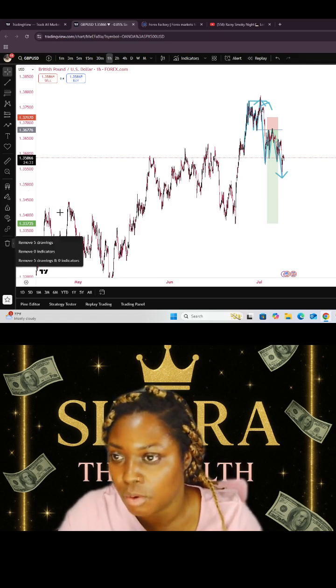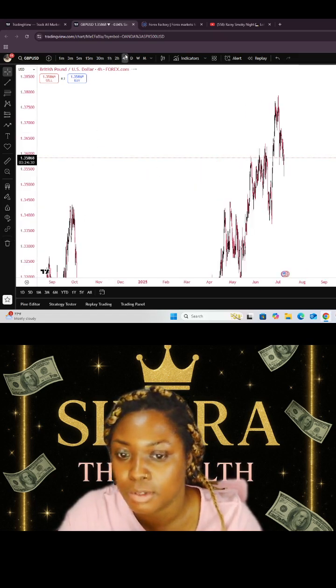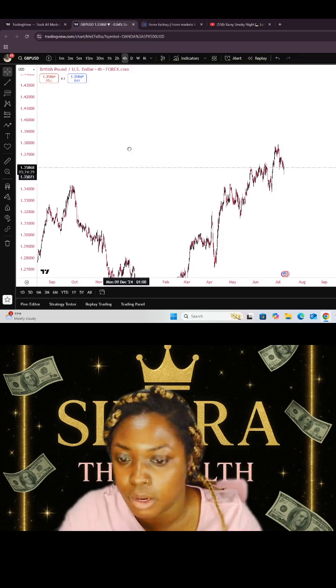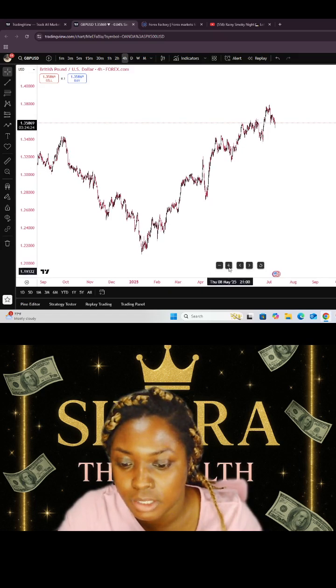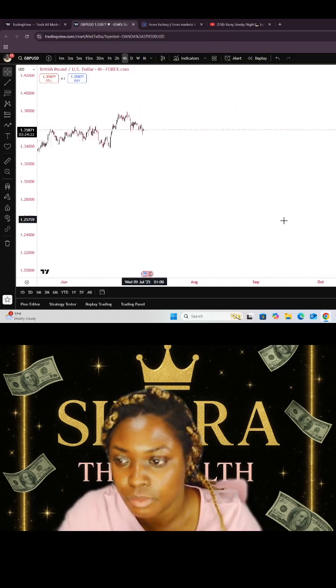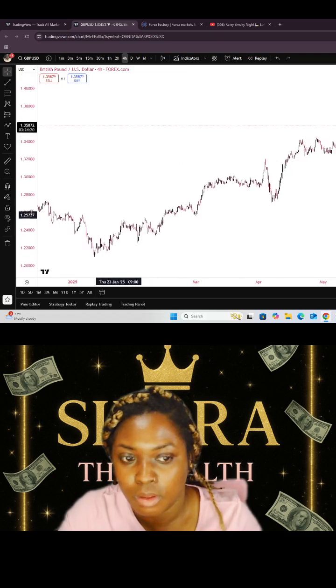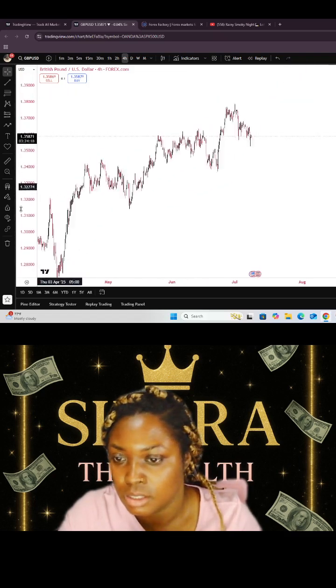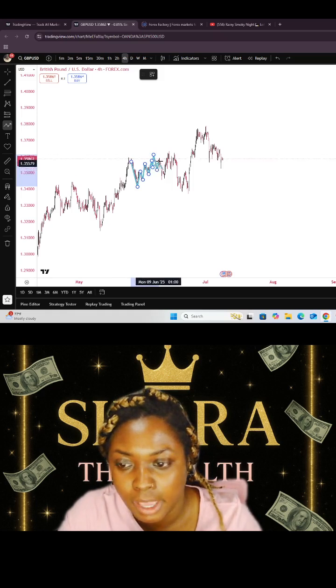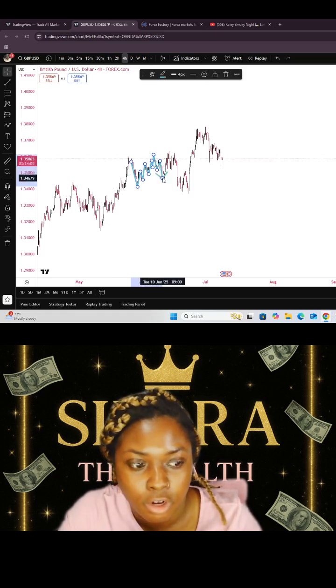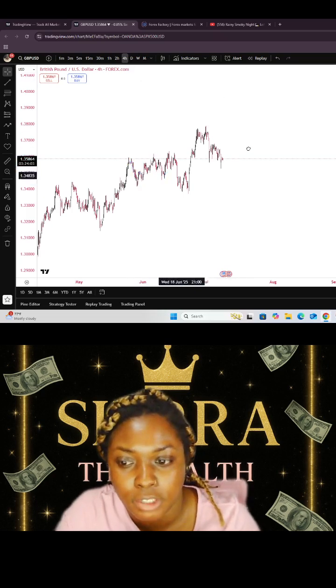All right. So I'm going to delete this and I'm going to come to the 4-hour and we can mark up structure on the 4-hour. Now, what people do is they see stuff like this on the 4-hour and they mark it up as 4-hour structure. And really, again, this is minor structure just showing up on the higher time frames.